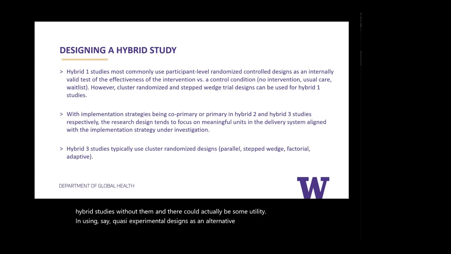So hybrid one studies most commonly use that participant-level randomized trial design that I mentioned earlier, because the emphasis really is on having a really internally valid test or evaluation of the effectiveness of the intervention versus a control condition, which, like I said before, could be no intervention or usual care or waitlist control. Any of those permutations would be fine.